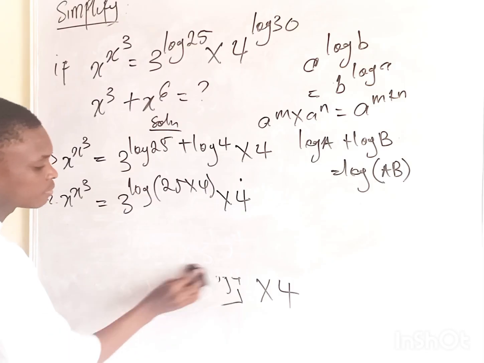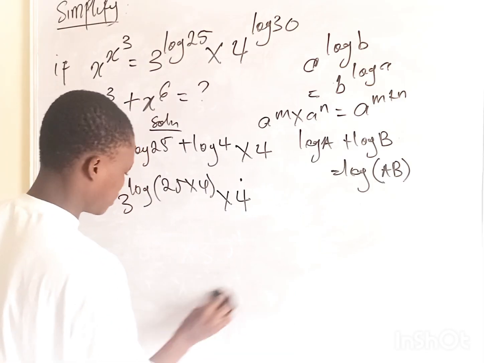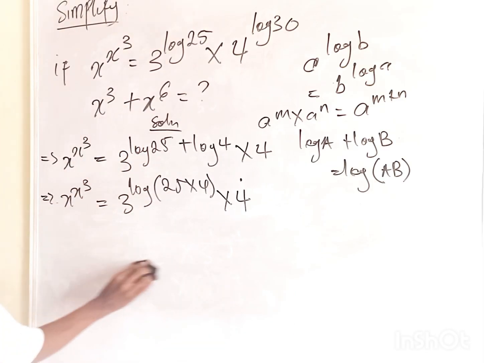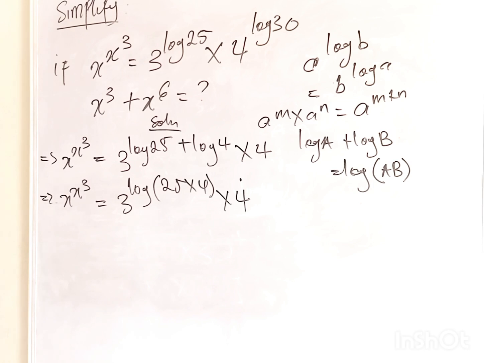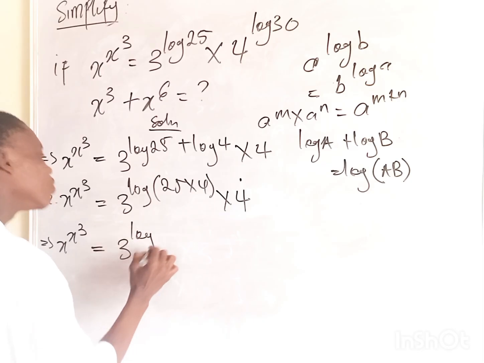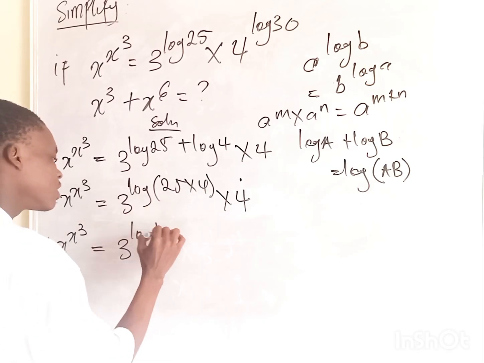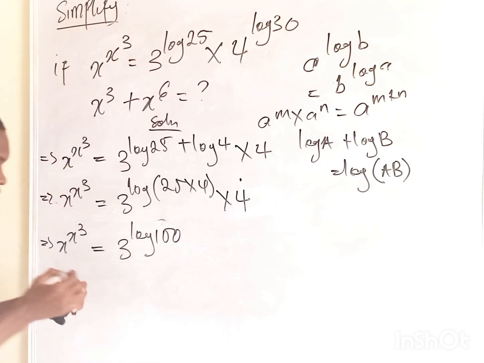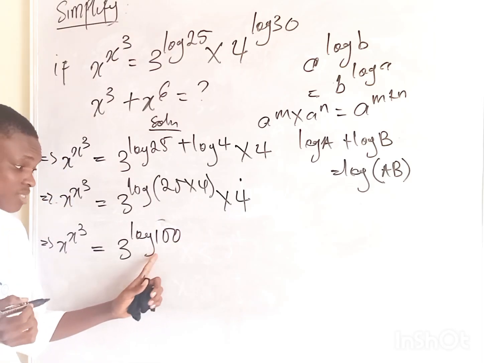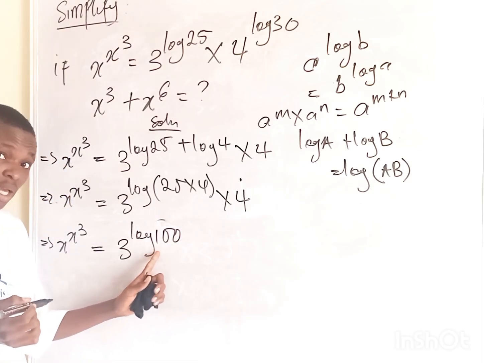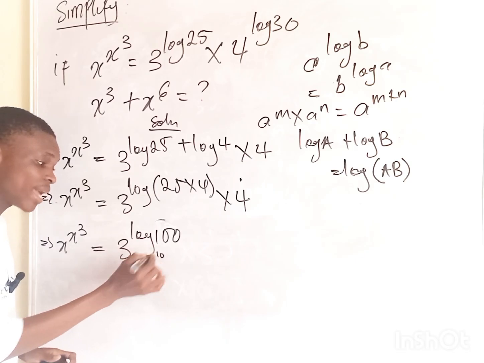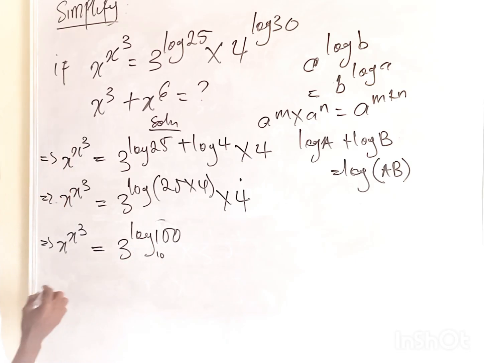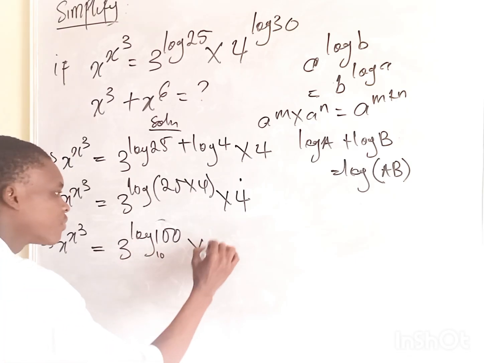Let's finish this up. So from here, this implies that x to the cube equals 3 raised to the power of log 25 times 4 here. We know that this is 100. And we know that we have base 10 already, since they did not give us a base here. We know that this is base 10 already. So this times 4, sorry, there's a times 4 there.